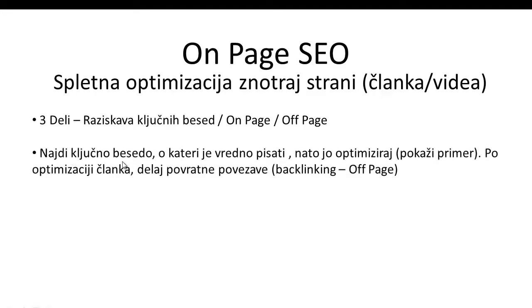Najprej najdemo ključno besedo, kateri je vredno pisati, in na to jo optimiziramo. To smo v prejšnjem videu naredili in pokazali primer. Oziroma, zdaj bom prikazal primer, kako jo optimizirati. Potem naredimo povratne povezave, to je off page.